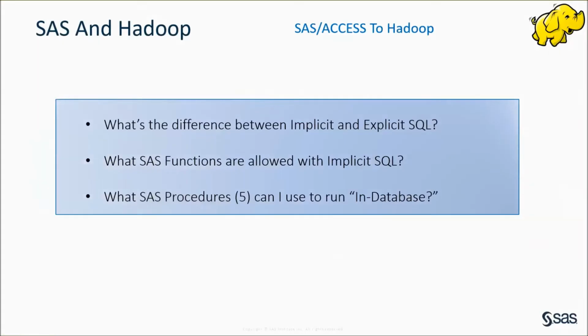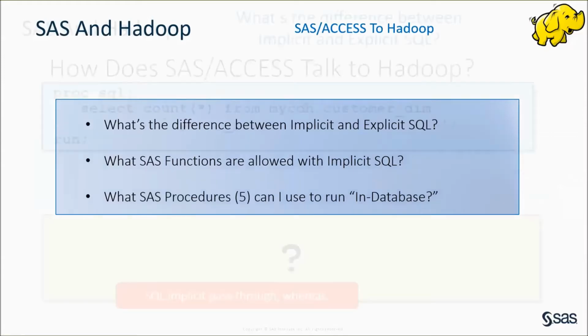That leads us to a discussion about the way SAS does interact with Hadoop in the context of scripting or the code. And there's two different ways that it happens, and there's an implicit SQL method and an explicit SQL method. So we'll talk briefly about that, and then we'll hit on the SAS functions and why it's important to understand which functions are allowed, and then we'll mention briefly the 5 procedures that you can use to run in-database that generate that implicit SQL.